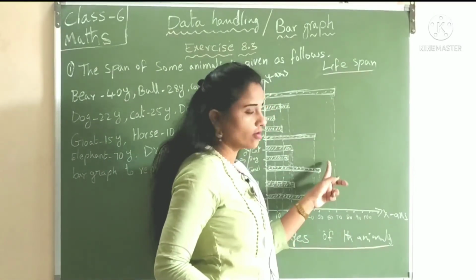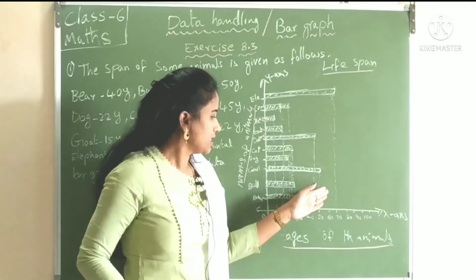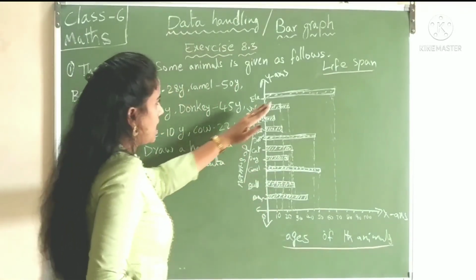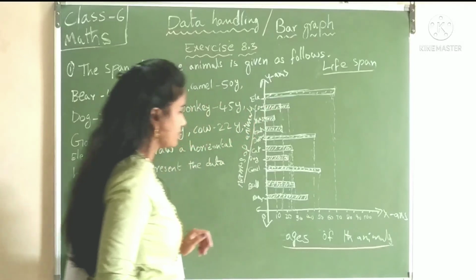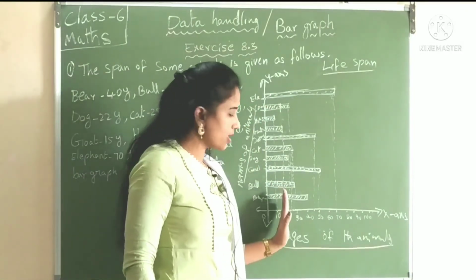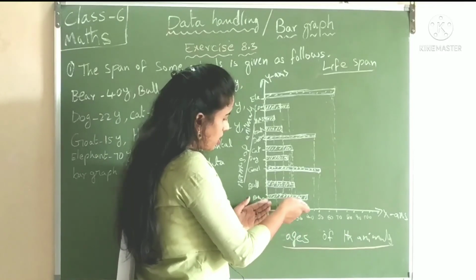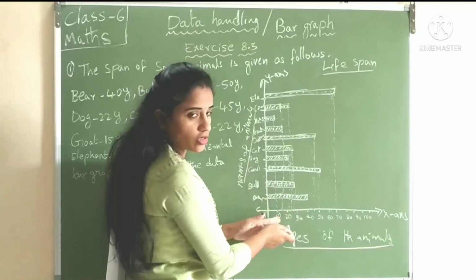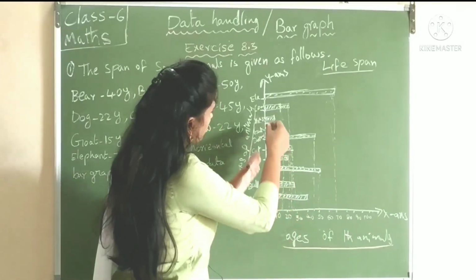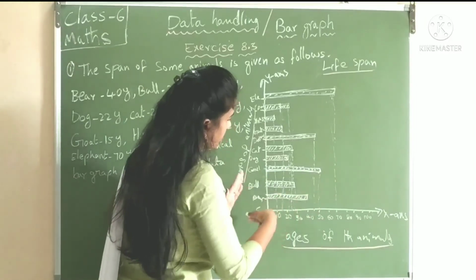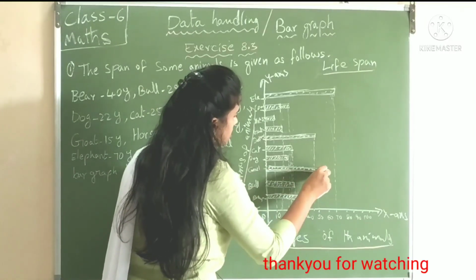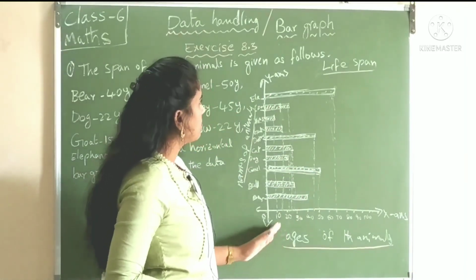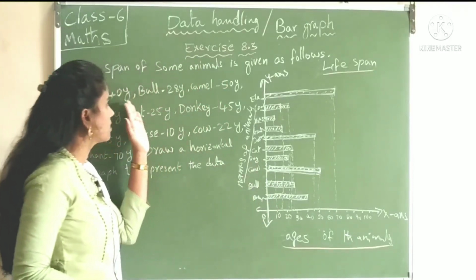Using a bar graph, you can tell different types of data. This is the lifespan of animals. This is the horizontal bar graph. In a horizontal bar graph, the bars should be proportional to the number line, and every bar should be of equal width. Bar to bar there are equal distances. So this is the bar graph of the lifespan of animals.